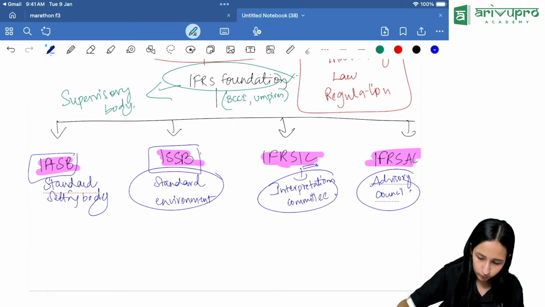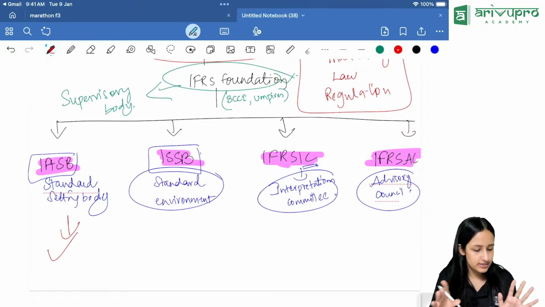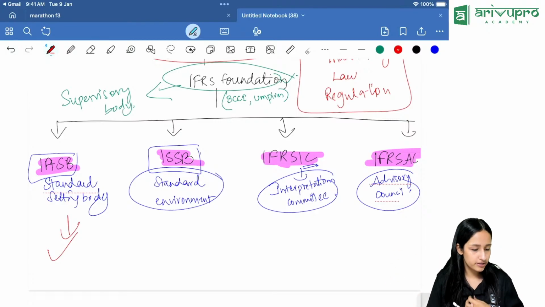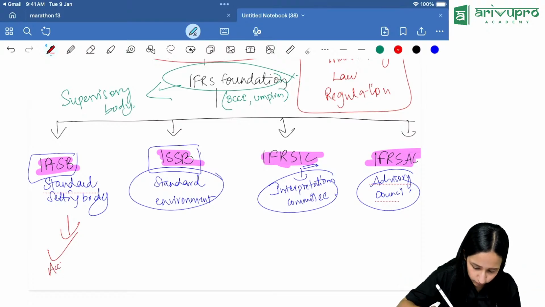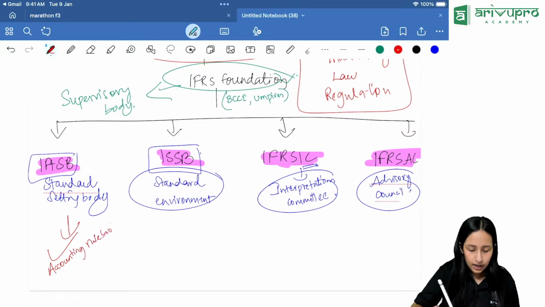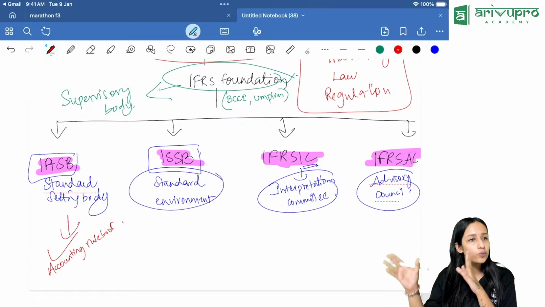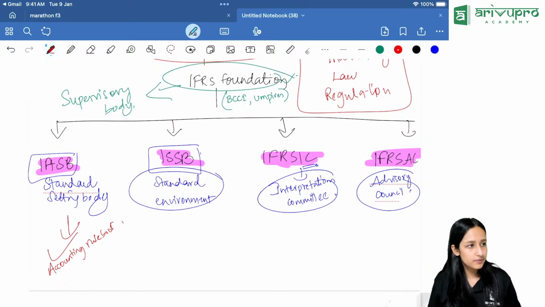Standard setting body, whenever we look at that, we are called the standard setters. These are the real powerhouse. They are like the right hand for IFRS. So what do they do? They make the accounting rule book. How do they make it? They consult with people who are using it, like stakeholders. They consult with auditors, with businessmen, with whoever is relevant. Basically, they consult with everyone, and then they come back and make standards about that.